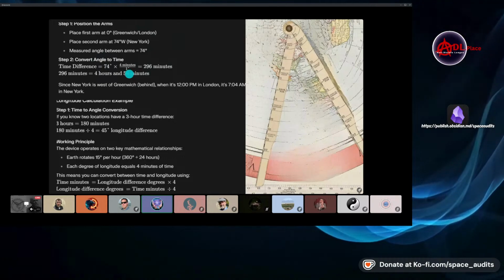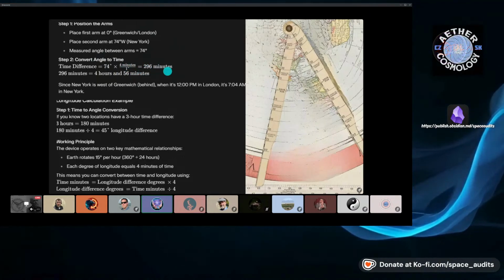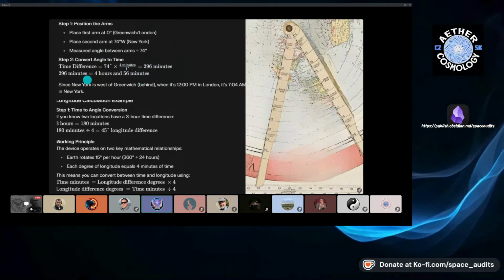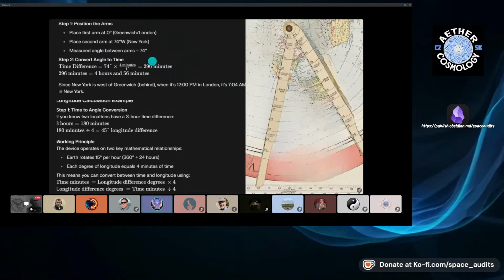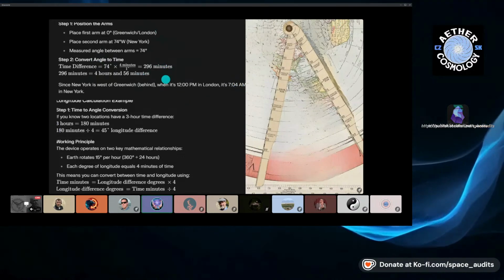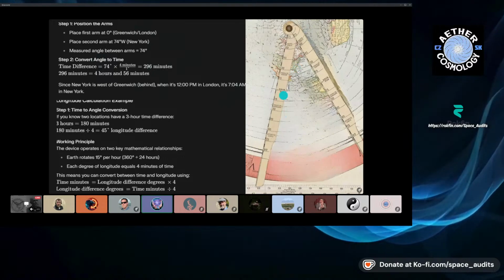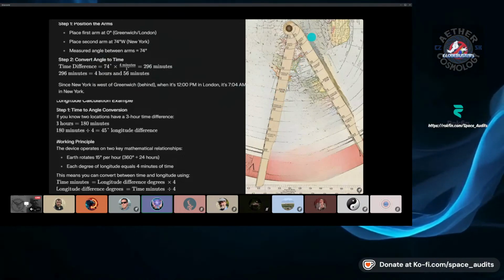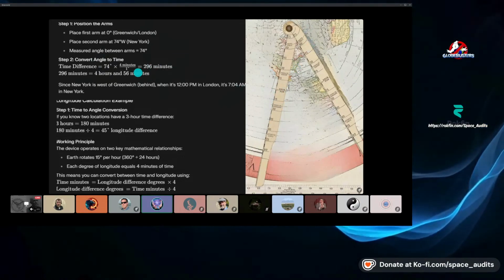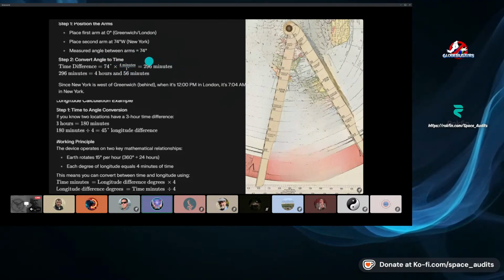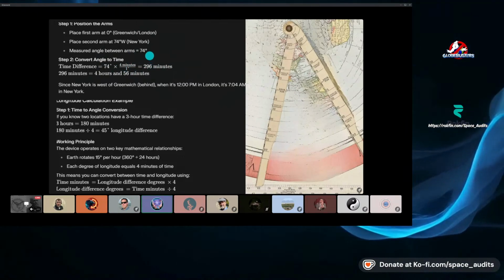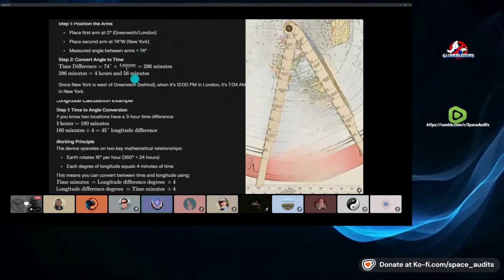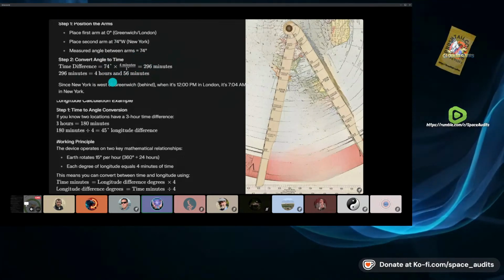Use the calculation with the time, 4 minutes over 1 degree equals 296 minutes. Of course, that's 4 hours, 56 minutes. So now you know the time over here is 4 hours, 56 minutes above what it was measured over here. And that's how you'd use it for a time calculator. So use the hour angle conversion and 1 degree equaling 4 minutes, right? And you use that calculation.